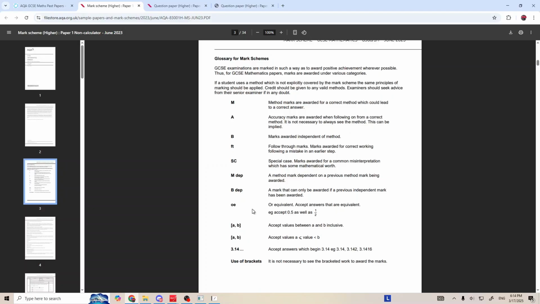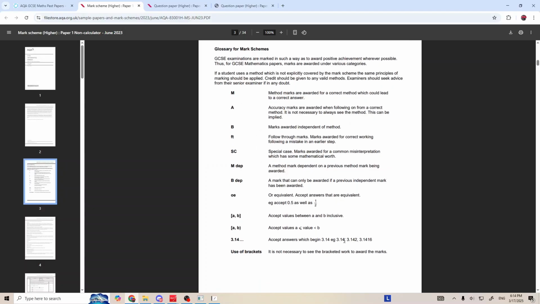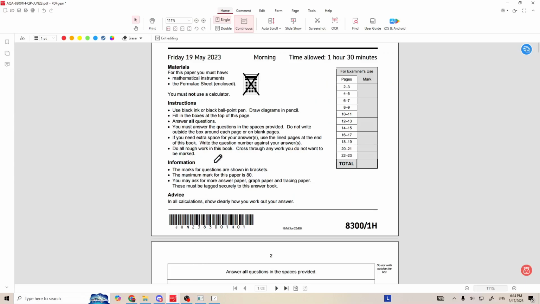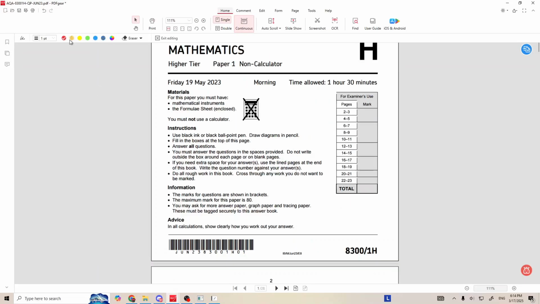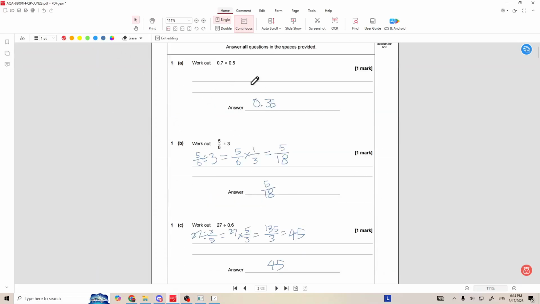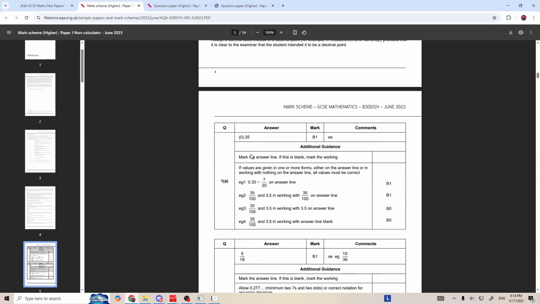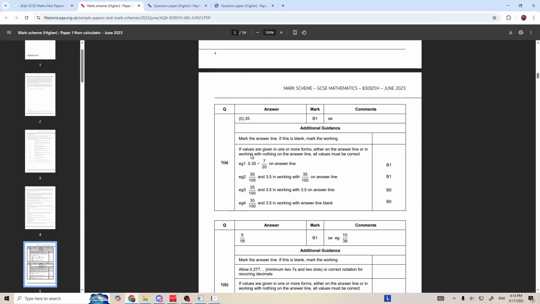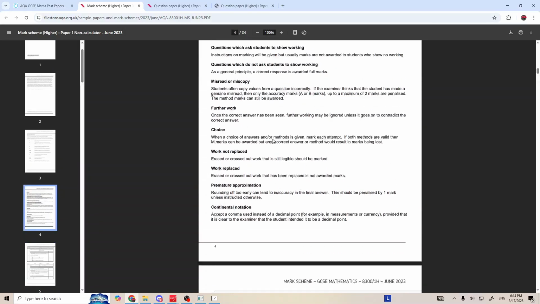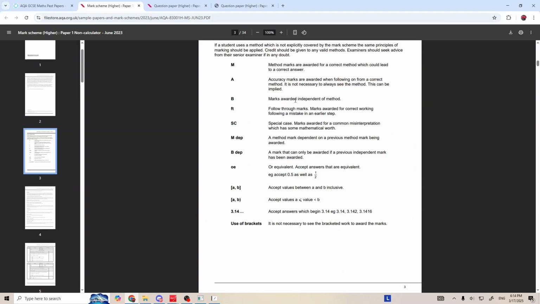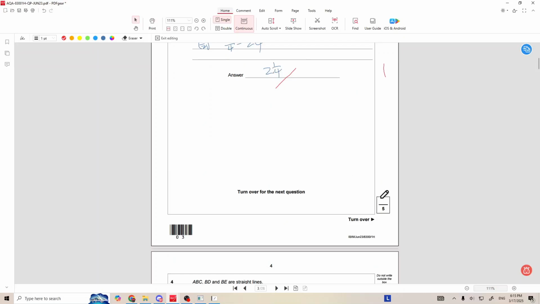What is this? Look at how detailed this mark scheme is. Okay, let me go back to my PDF and get a red pen out, a red ink out, just to prepare to mark. So let's just go through this. Alright, 0.35 B1. B means I don't need working, right? B marks awarded independent of method. Okay. 5 out of 5.